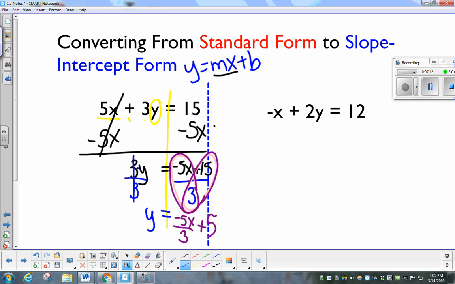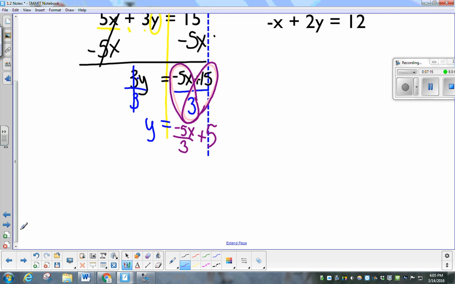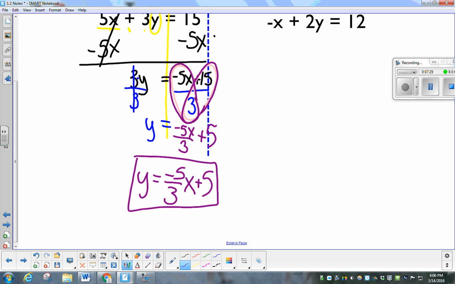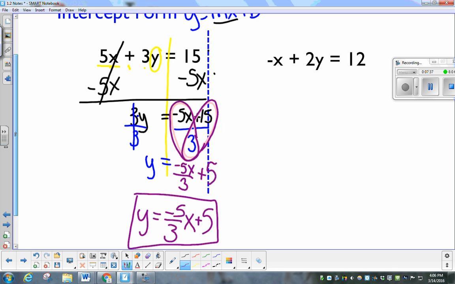So I'll go down here and write my answer more neatly so you can see it. Y equals negative 5 over 3x. You can separate that x out from the fraction, which I like to because it's easier to see the slope right there, plus 5. There we go. Basically, you're just getting y by itself. All right, pause it if you need more time. Otherwise, I'm going on to the next one here.